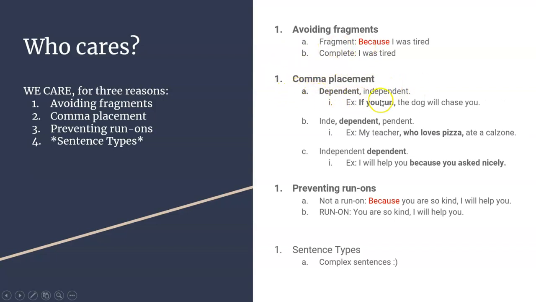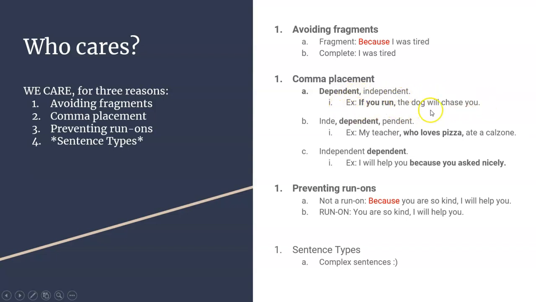Also, if you're someone who's always struggled with comma placement, knowing independent and dependent clauses can help you figure out commas. So for example, if a dependent clause comes first in a sentence before an independent clause, I need to put a comma after the dependent clause. So here's an example. If you run, comma, the dog will chase you.